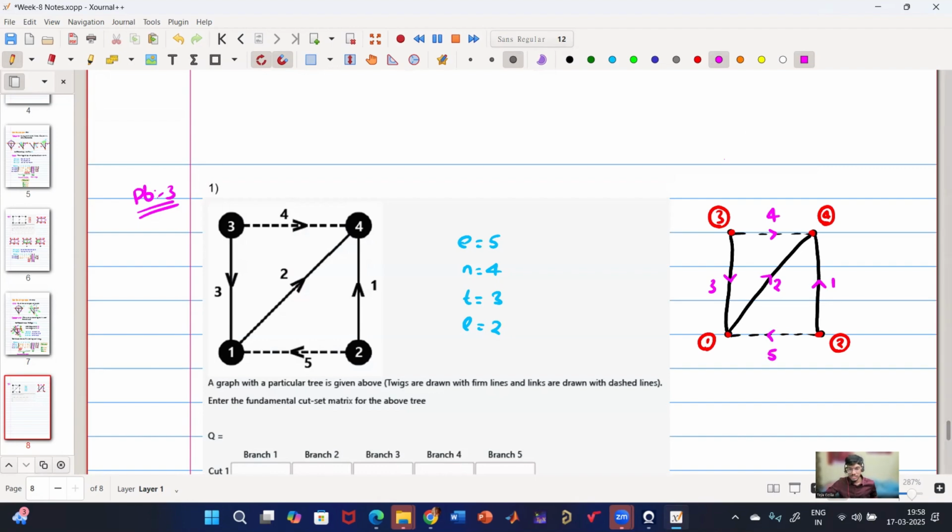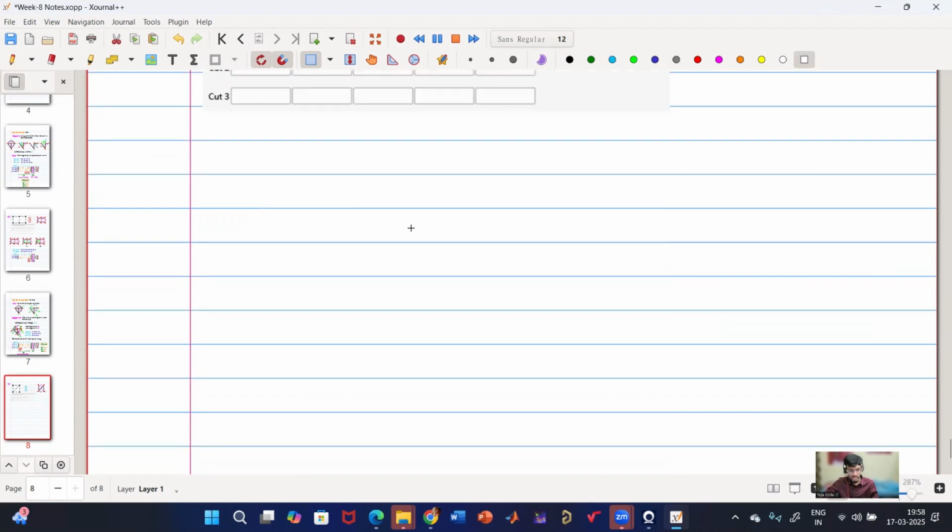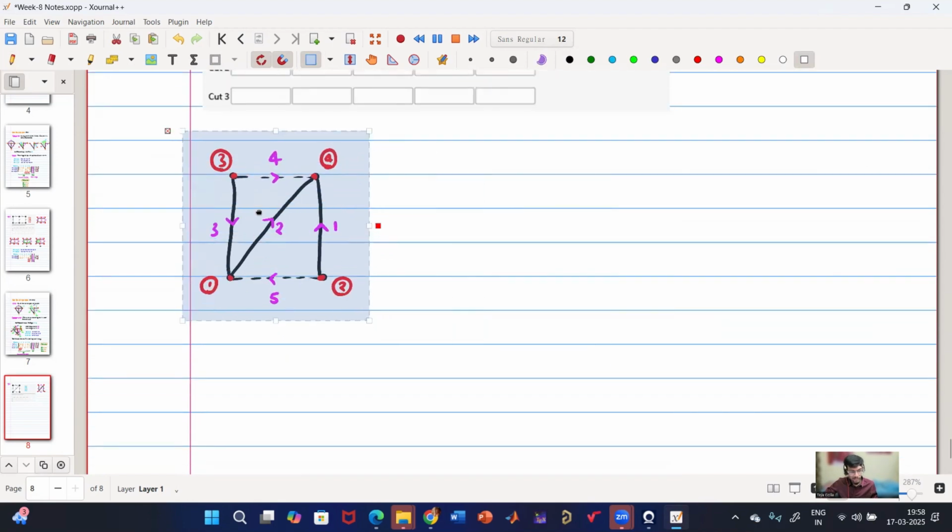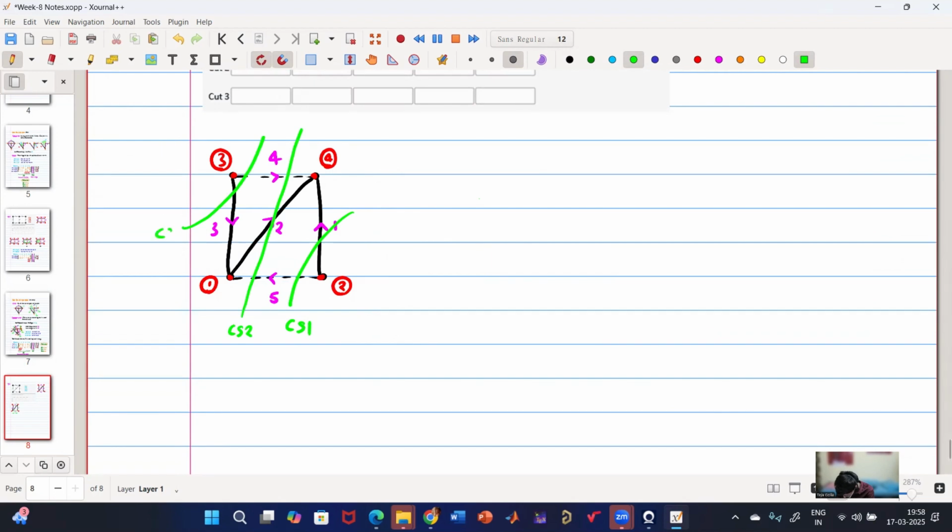So the first thing we have to do is draw the fundamental cut sets. What cut sets do we have? Because there are 3 twigs, we'll get 3. This is called cut set 1, CS1, and this is called CS2, and this we can call CS3. Clear, everyone?